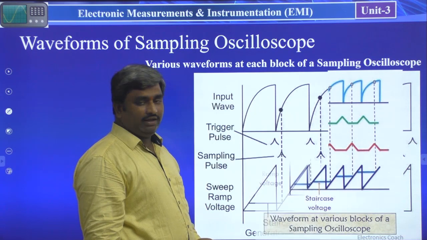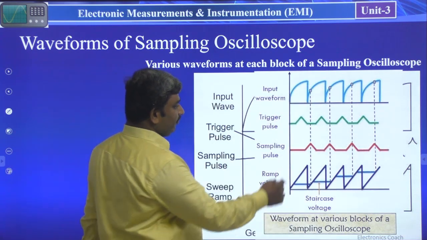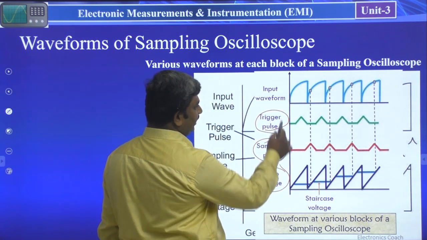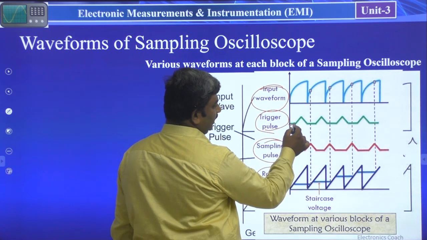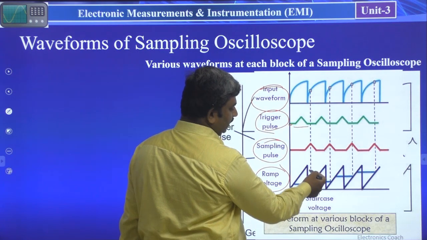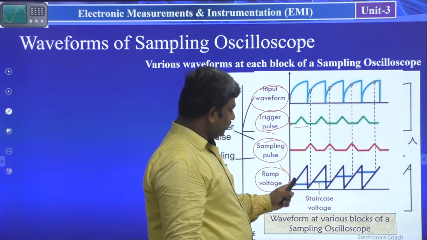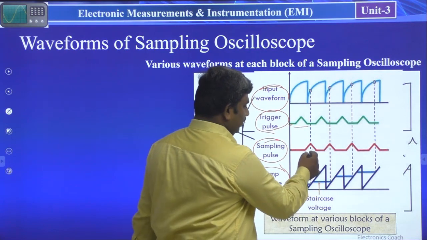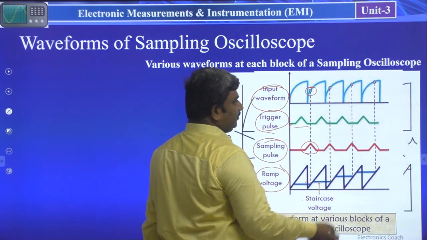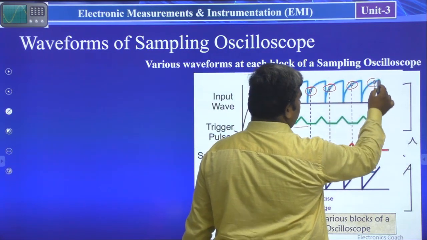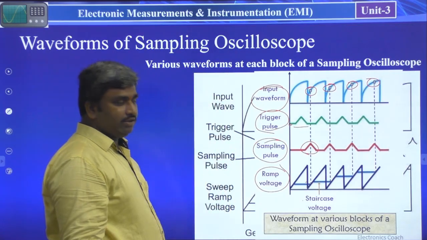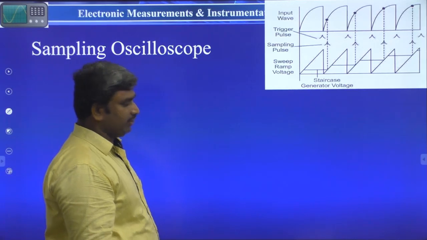Let us see clearly with different colors of waveform. First, this is the triggering pulse information. This is the sampling pulse information. This is the ramp voltage. This is the input waveform. First, the triggering pulse we have given. Then the ramp voltage falls down suddenly. Then after some time the sampling pulse will be generated. Whenever the sampling pulse is generated, at that time we collect that portion of the input signal. So based on that we are reconstructing the signal. That we will see in the theoretical discussion here.